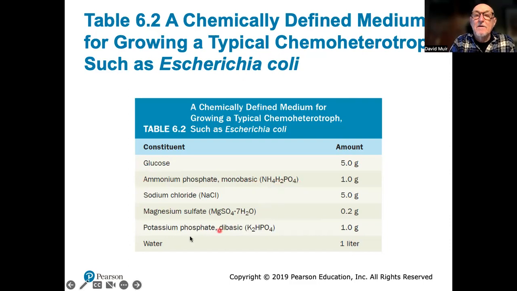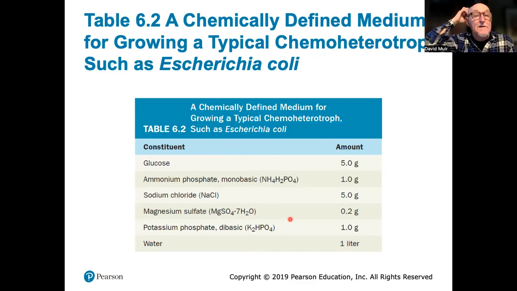Then various other compounds which provide all of the molecules which a living organism needs in its biomolecules. But notice there is nothing organic here. There's not a single organic molecule. And yet on this kind of medium, Escherichia coli can manufacture everything that it needs, provided it's got the basic atoms provided to it in an available form. It can produce all of its amino acids, all of its vitamins, everything.